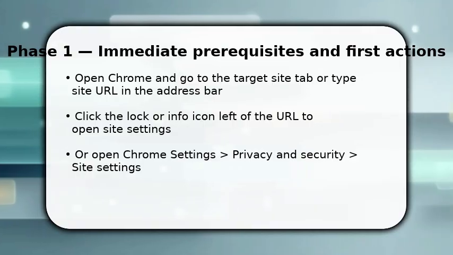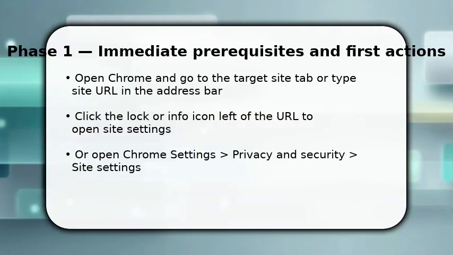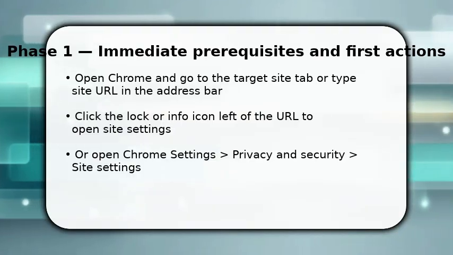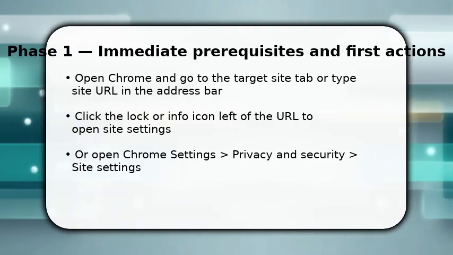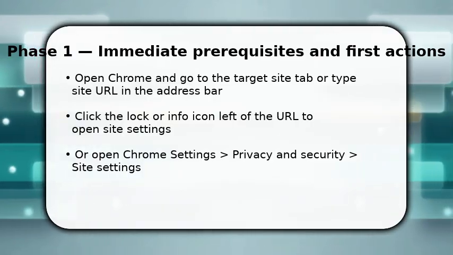If you prefer the menu route, open Settings, choose Privacy and Security, then Site Settings. This gets you directly to per-site controls because Chrome stores site data and permissions there. You need those controls to remove cookies, data, or permissions that let the site persist.